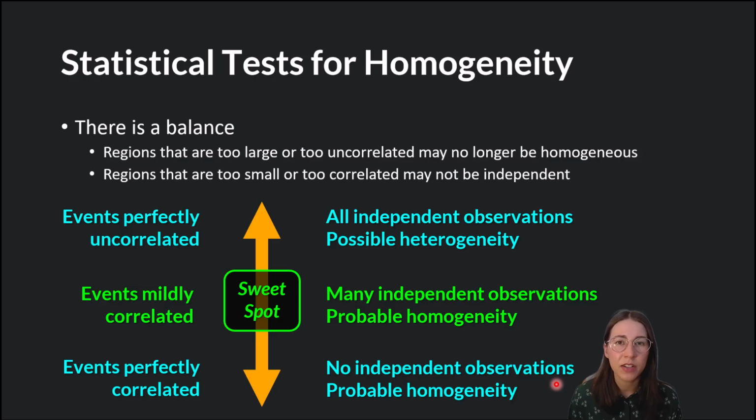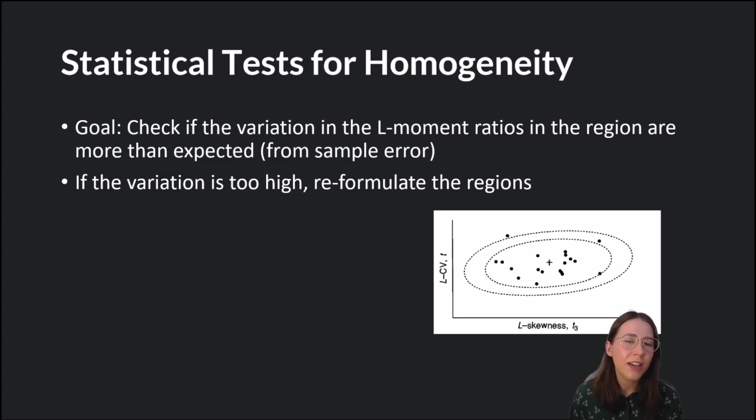This means that event occurrences typically affect more than one gauge at a time, but each year the sites collectively observe several different events and capture the variability. Now we'll talk about the statistical tests that you can run to test whether a region is acceptably homogeneous. The goal is to check whether the variation in the L-moment ratios in the region are more than expected. We expect some variation to come from sample error, but we do expect that a homogeneous region should have similar L-moment ratios for each of the sites in the region. If the variation is too high, the goal is to circle back and reformulate the regions.